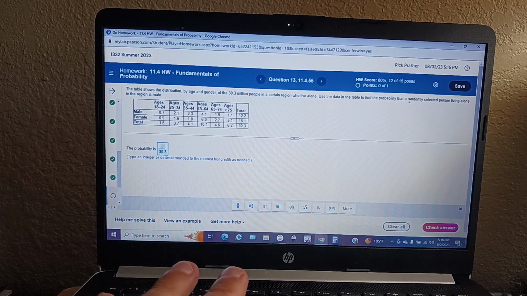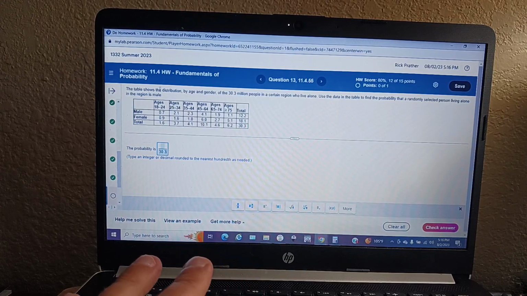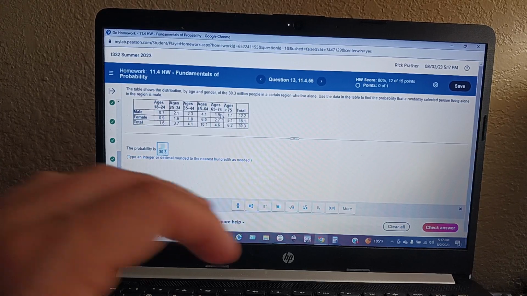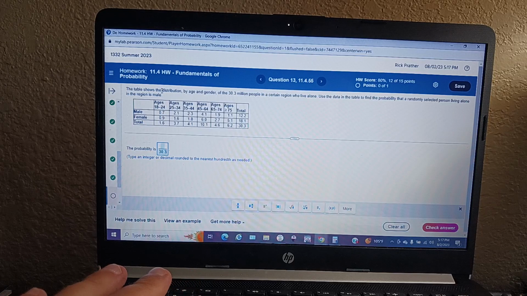Find the probability that a randomly selected person living alone in the region is male. So the only thing they're asking about is male, out of all the categories I have. I have gender and I have ages. This one's only asking about gender. They want to know the probability of a male. It could have asked about somebody who's 35 to 44 years old, or it could have asked somebody who's male and 35 to 44 years old. They could ask for both categories at the same time. But they're only asking for male.